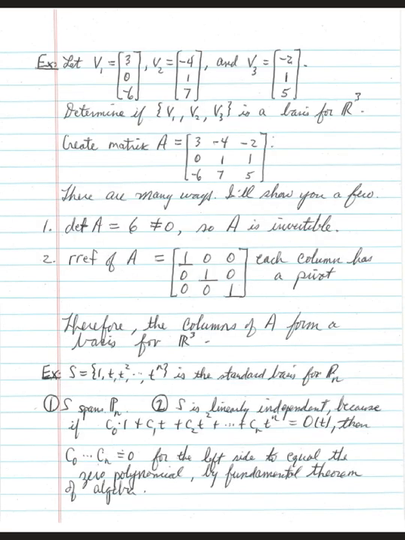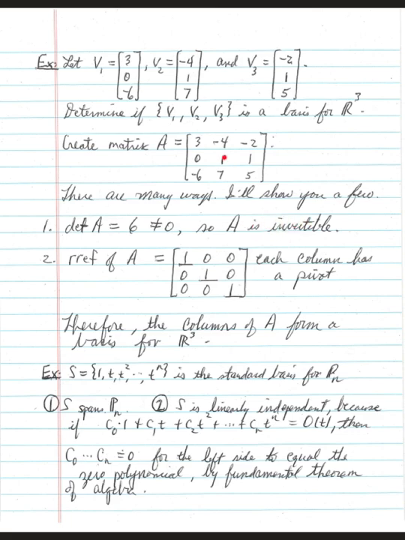The next example, we have three vectors. Each one of them has three entries. Determine if these three vectors form a basis for R3. Okay, so what we'll do is create a matrix A using these three columns, V1, V2, V3. There are several different ways to do this, and I just want to show you a couple. First, the determinant of A is non-zero, therefore it's invertible.